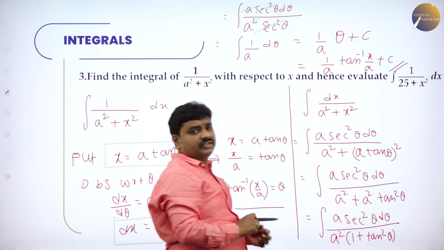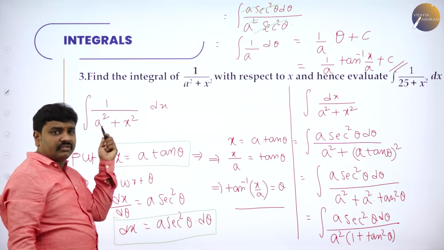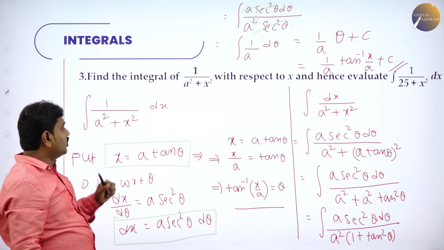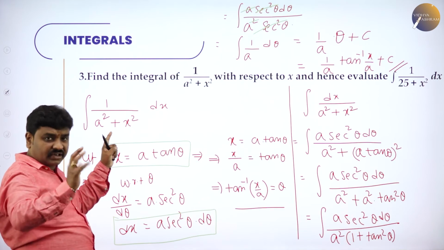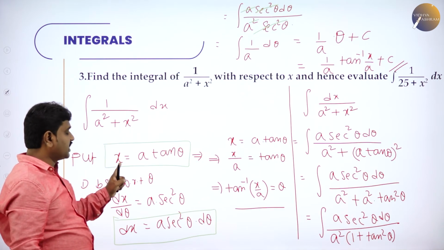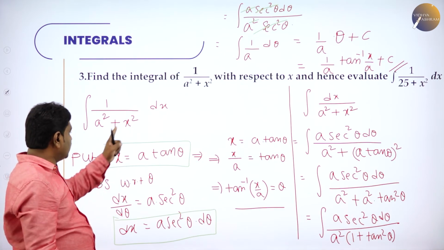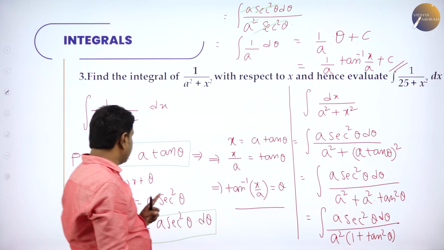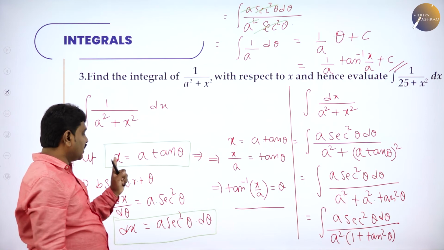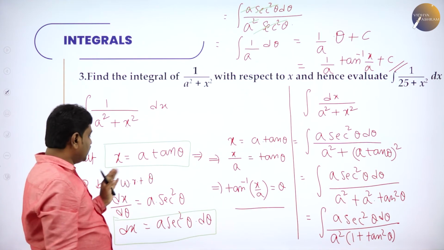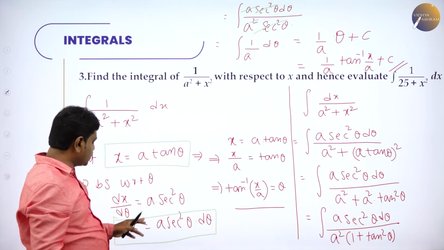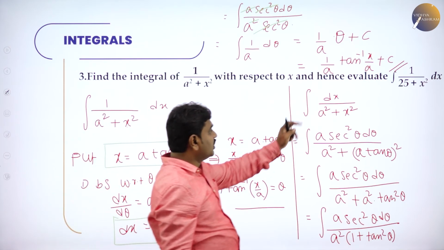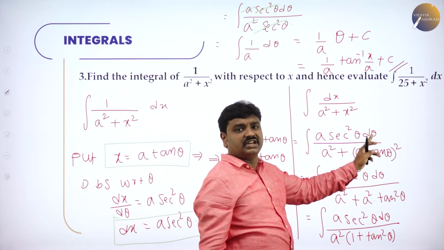Let me summarize. They gave a problem: integral of 1 by a square plus x square dx. When you observe, it is not factorizable. So in the place of x, assume a tan theta. So the denominator x square becomes a square tan square theta. After you take x as a tan theta, differentiate both sides and get the dx value. Dx becomes a secant square theta d theta. In the place of dx, put a secant square theta d theta.